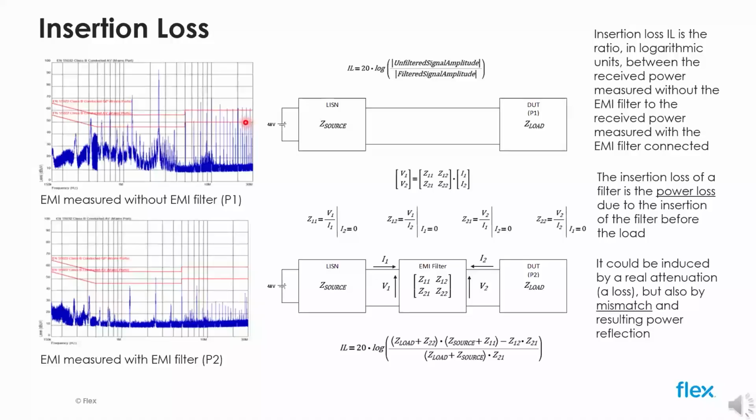Insertion loss is determined with a 2-step process. First, we measure the noise power of our noise source without the EMI filter. Second, we repeat the measurement with the EMI filter in place. This is what FlexPower module publishes on its product datasheet, as you can see an example here. Insertion loss is then determined as the ratio in logarithmic units between the received power measured without the EMI filter to the received power measured with the EMI filter connected.